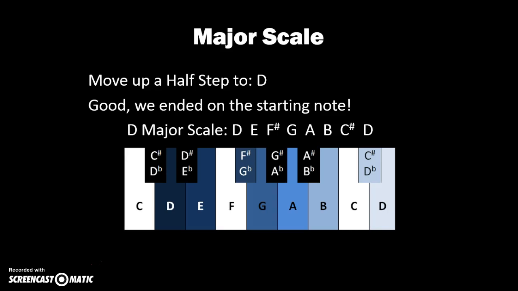So our D major scale is spelled D, E, F sharp, G, A, B, C sharp, D. It's kind of interesting that both of those tetrachords have the sharp note in the third position. D, E, F sharp, G, A, B, C sharp, D. Very interesting. Let's play that one.